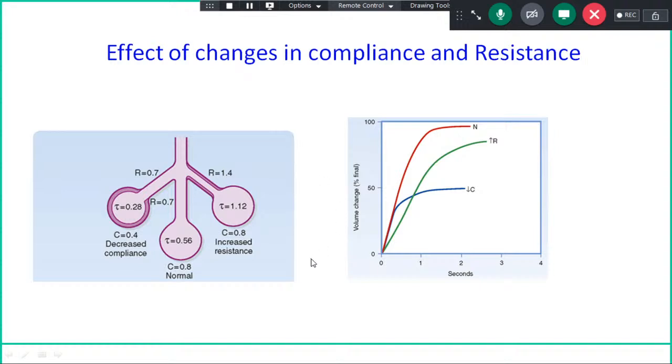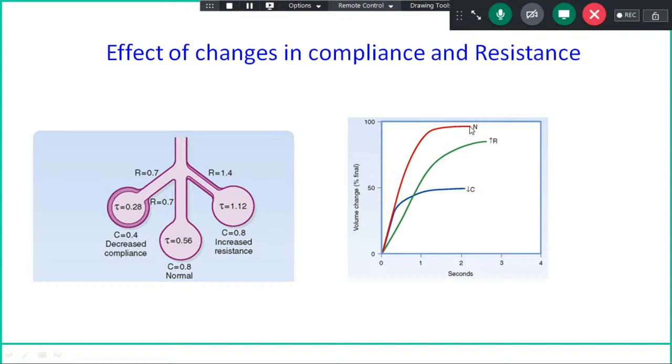So in a normal respiratory unit, the one shown in the center, the time constant is 0.56 second. And the compliance is 0.8, which is considered to be normal. Here the resistance is 0.7. So the line in red shows the volume change occurring with inspiration. That is, in less than 2 seconds, the maximum has been achieved.